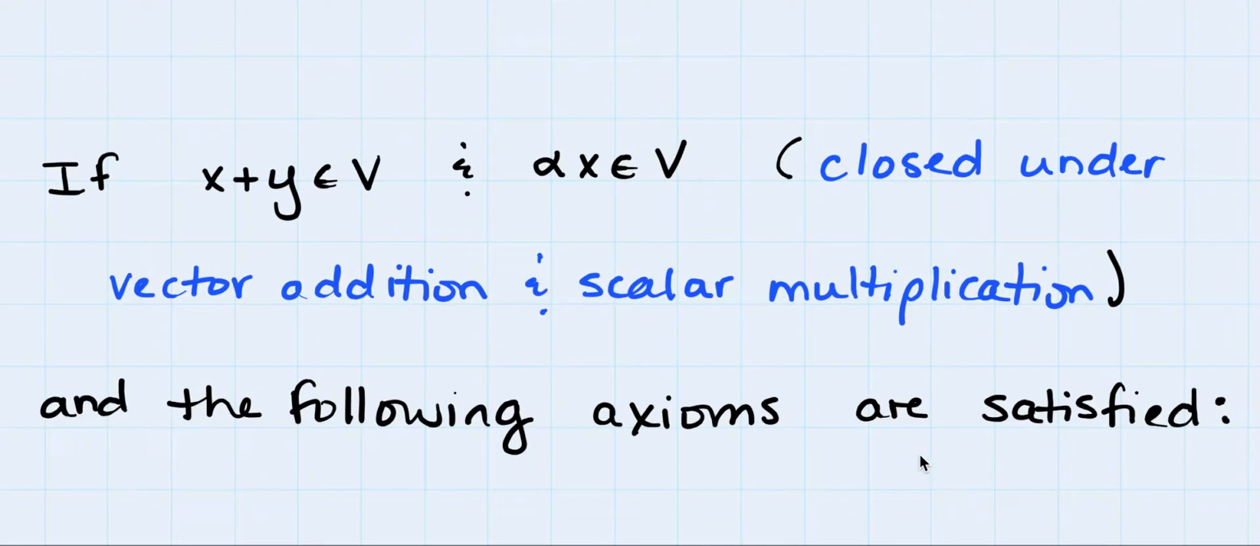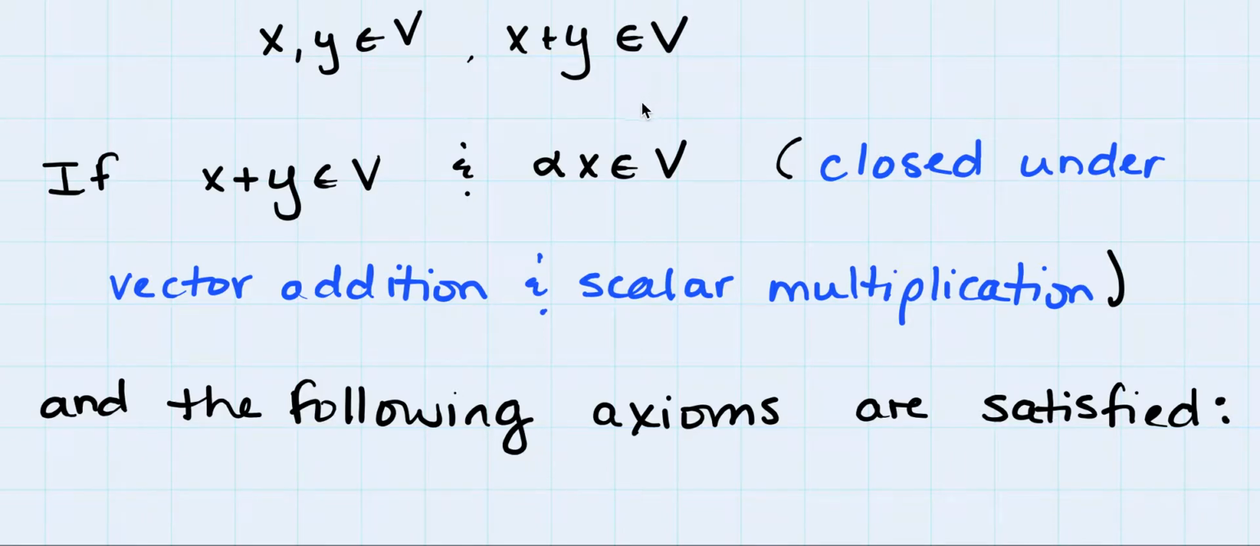Now we want to define what a vector space is. So first off, remember that we had something called vector addition, where we have x and y in V, and then we have this x plus y. Now if this vector x plus y actually belongs to the vector space V, then we say it's closed under vector addition.